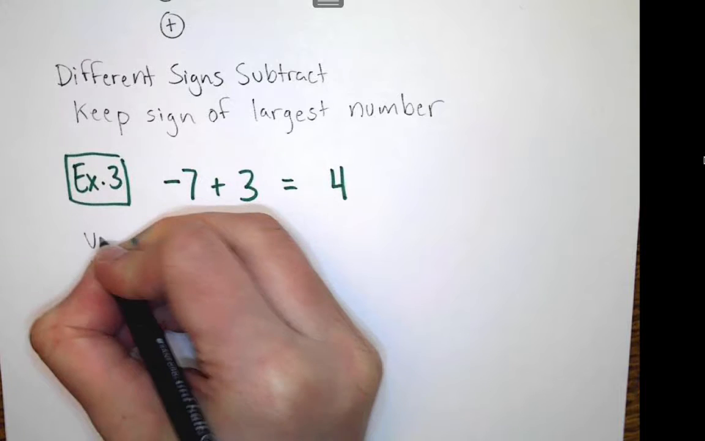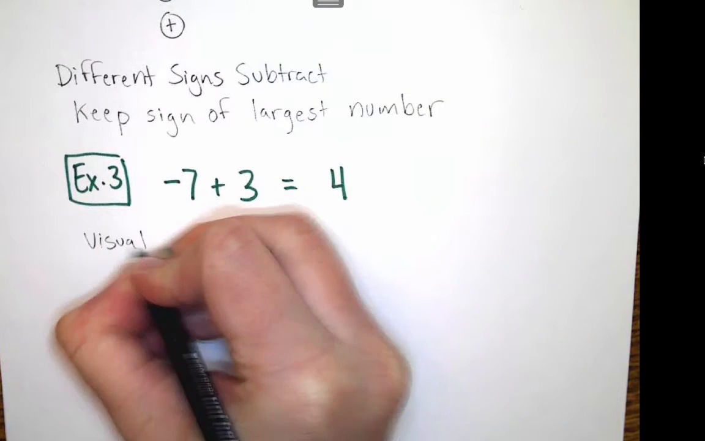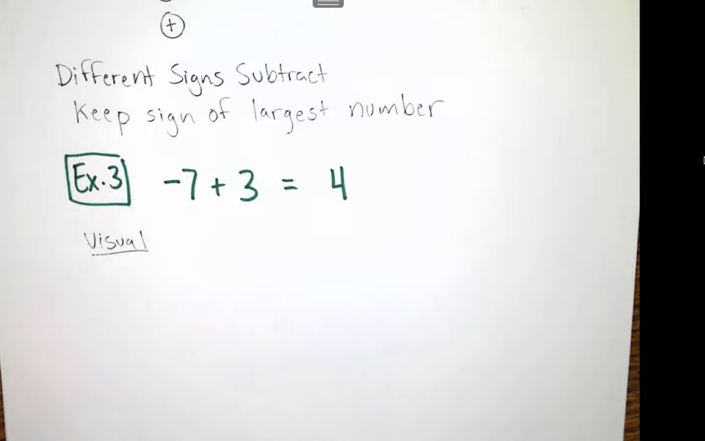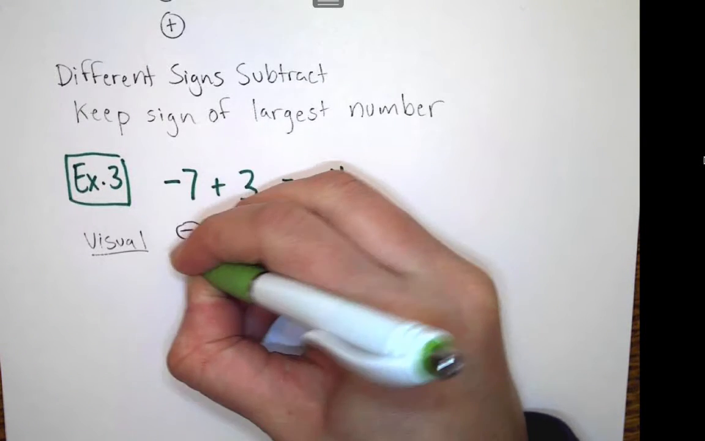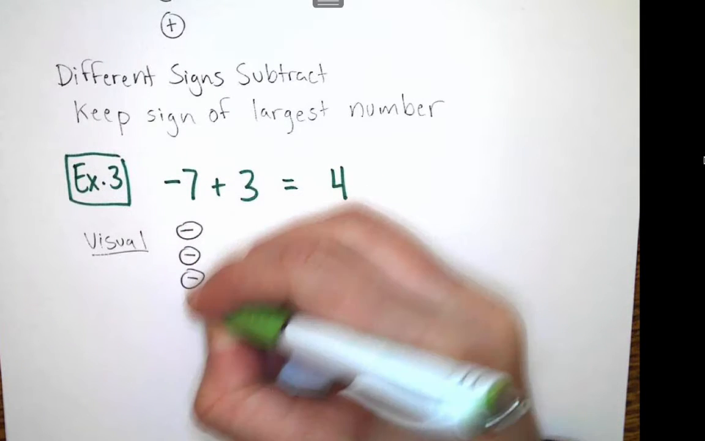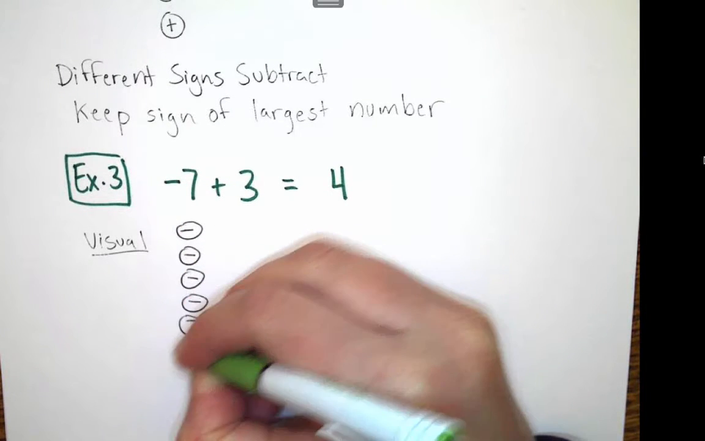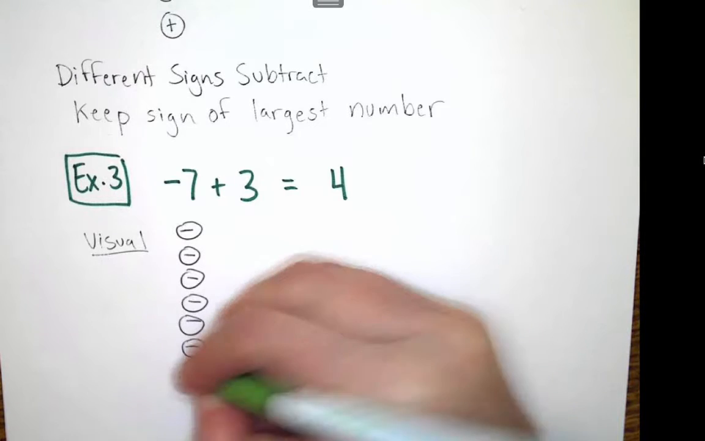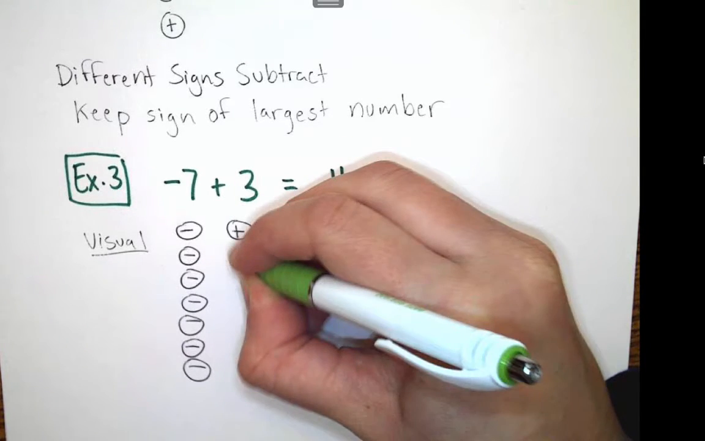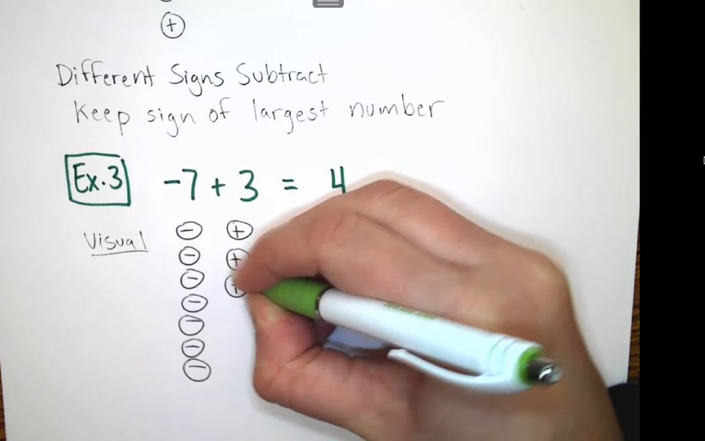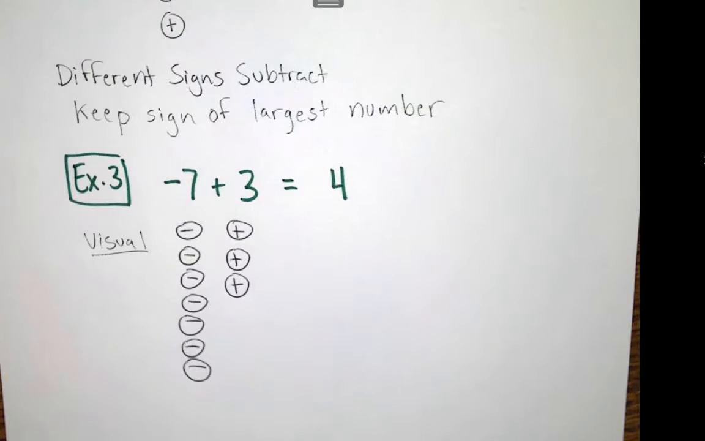So let's go back and look at our visual one more time here. If we look at our visual, we have negative 7 plus 3. That means we have 7 negatives: 1, 2, 3, 4, 5, 6, 7. That's a lot of negatives. And we have 3 positives: 1, 2, 3. So you definitely can see the zero pairs.